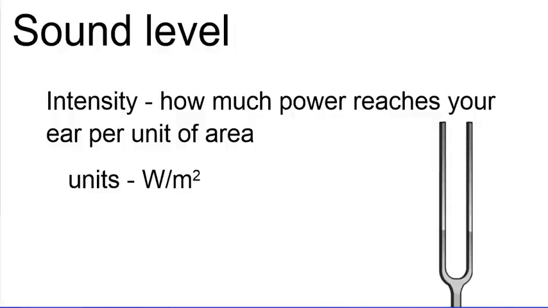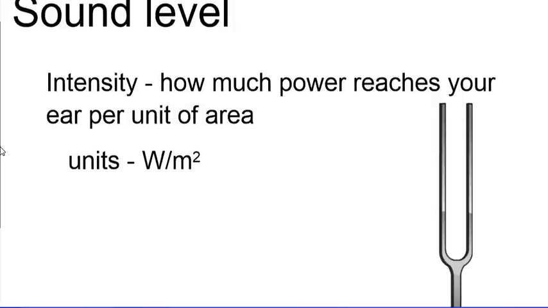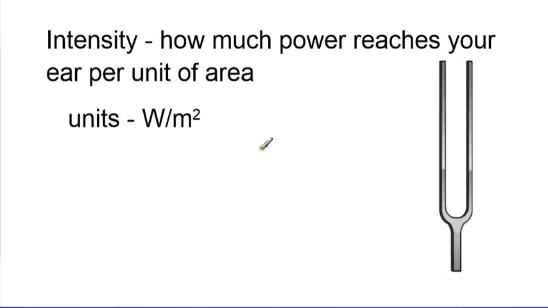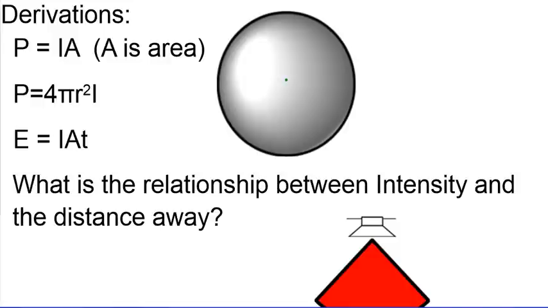Now, sound level. The intensity refers to the exact amount of power that reaches your ear per unit of area. So the units here are going to be watts per meter squared. And this is an actual value that you can calculate. This is the intensity. Okay? And if you think of a tuning fork, if you hear it, there's a certain amount of that energy that is reaching your ear, and there's a certain amount of power per area squared.